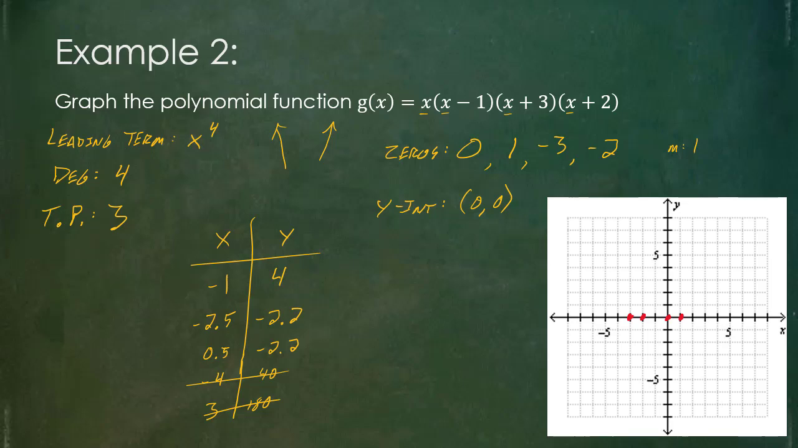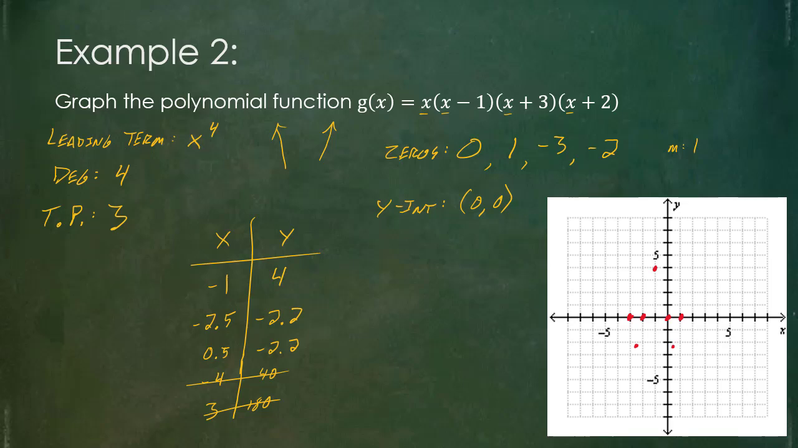So those ones weren't really helpful, but the other 3 at least give me some idea of some points that I could plot. So at -1, it was up at +4. At -2.5, it was down here at -2.2-ish, so somewhere right about there. And at 0.5, it was also down at about -2.2-ish.